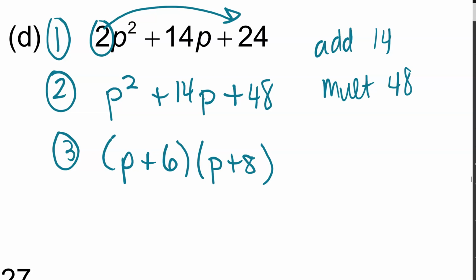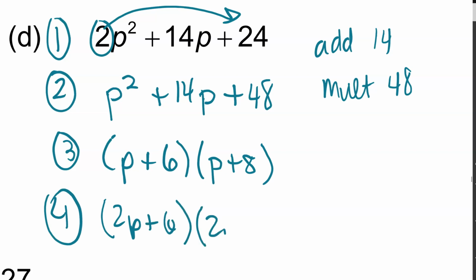6 and 8. Okay. Step 1 done. Step 3 done. Step 4. Insert the original coefficients. 2p plus 6 and 2p plus 8. Then factor out the 2: p plus 3 and p plus 4. Exactly. They both can be reduced.